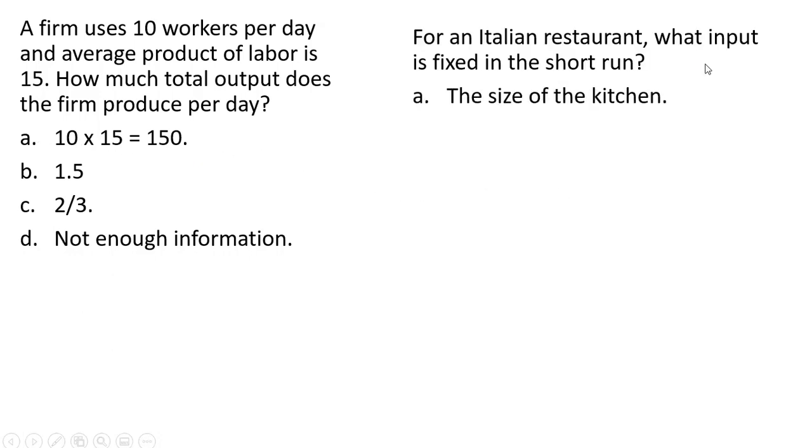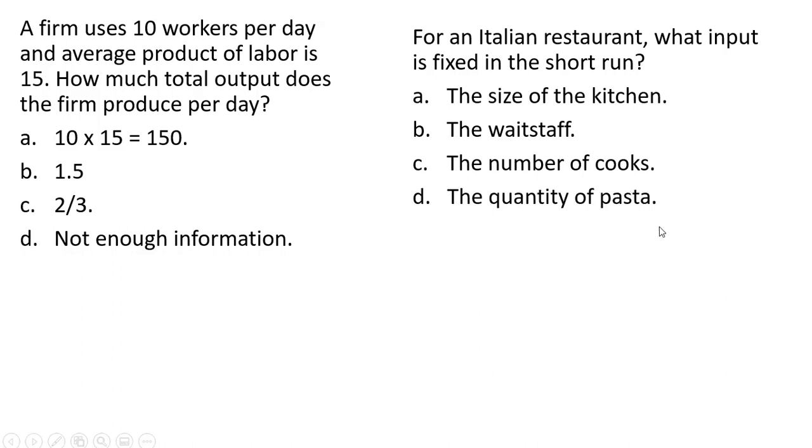For an Italian restaurant, what input is fixed in the short run? The size of the kitchen? That would be fixed. The wait staff? No, that could be easily adjusted. The number of cooks, that could be easily adjusted in the short run. And D, the quantity of pasta, could also be easily adjusted. So answer choice A is the fixed input in the short run. The rest of these would be variable inputs.